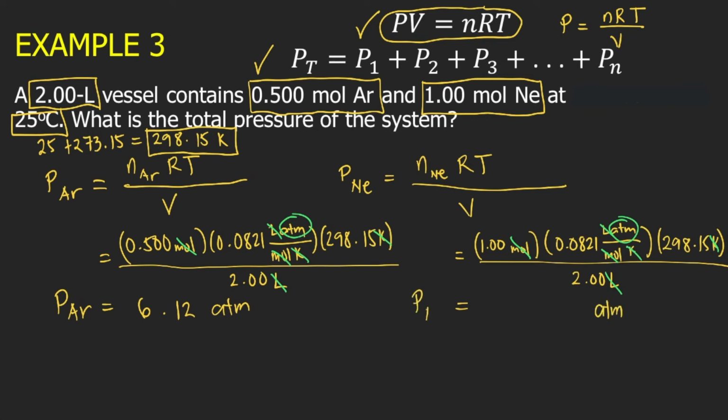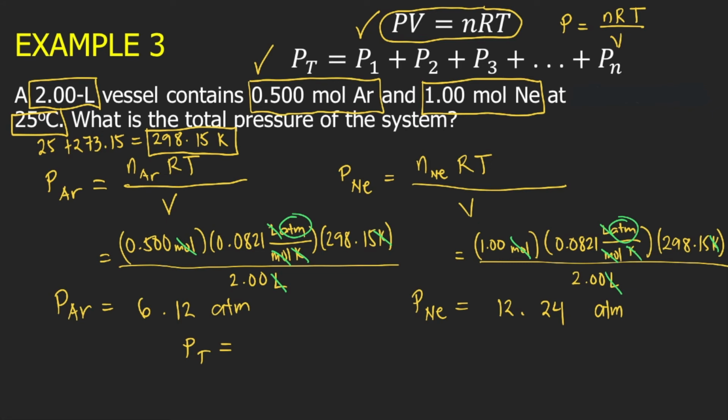So if you solve for the partial pressure of neon, that is 1 times 0.0821 times 298.15 divided by 2, that is approximately equal to 12.24 atm. So this is the partial pressure of neon. Now that you have the partial pressures of the individual gases, we will be using Dalton's law to solve for the total pressure. So again, according to Dalton's law, the total pressure is the sum of the partial pressures.